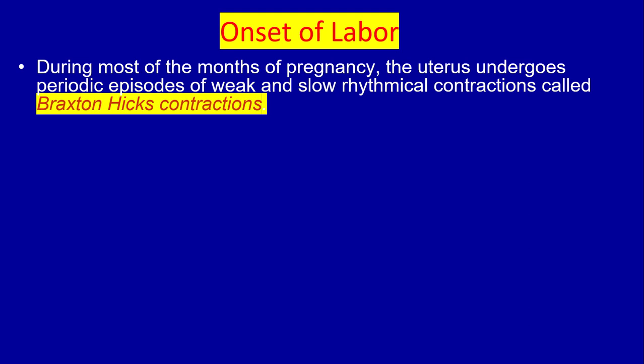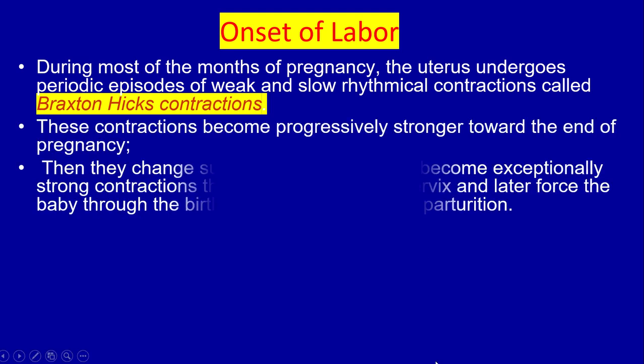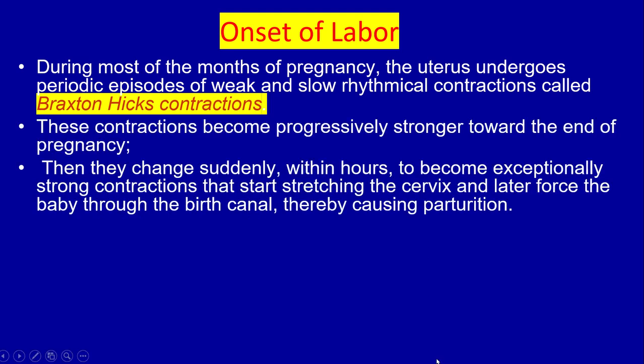Onset of labor. During most of the months of pregnancy, the uterus undergoes periodic episodes of weak and slow rhythmical contractions called Braxton Hicks contractions. These contractions become progressively stronger towards the end of pregnancy. Then they change suddenly within hours to become exceptionally strong contractions that start stretching the cervix and later force the baby through the birth canal, thereby causing parturition.